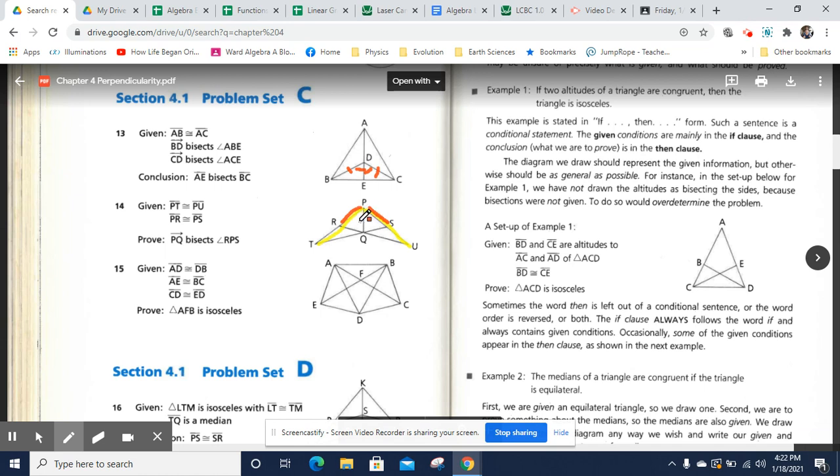these angles are congruent. But we can prove that triangle PTS and PUR are congruent, because there's an angle that's congruent to itself. This angle is congruent to itself. So we have a side and a side and the included angle, side and a side and the included angle. So we can prove that PTS and PUR are congruent. And that will allow us to prove this. That allows us to prove that this is congruent to this.